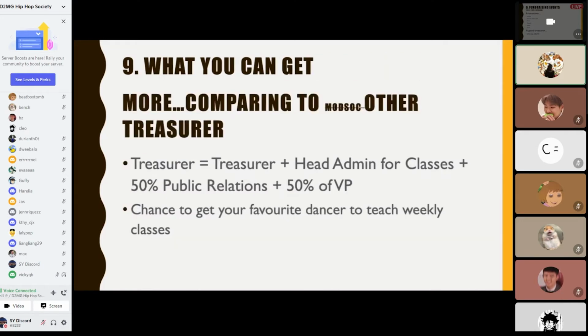And also, what can you get out of being our treasurer compared to other treasurers?